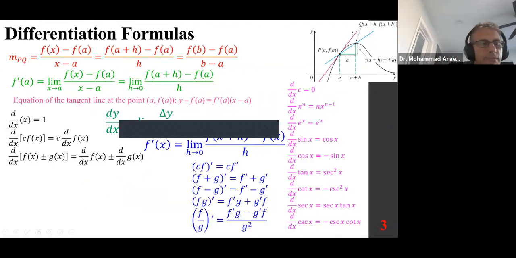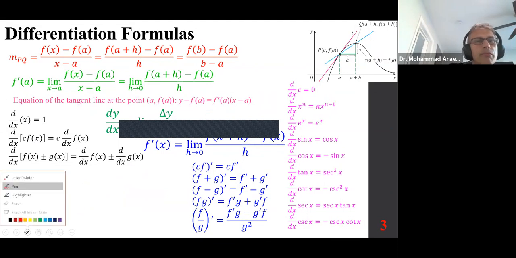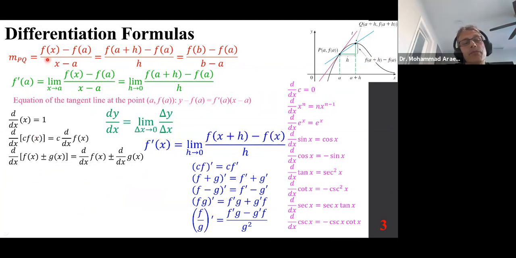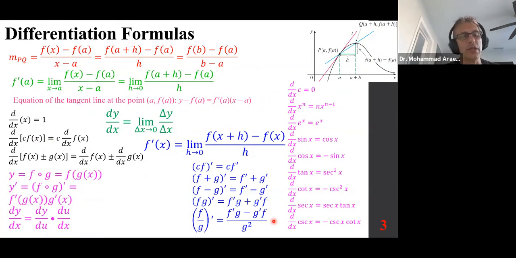So we have looked at the good old slope, and then that's a slope given 2 points, the slope of a secant line, the slope of a tangent line, definition of a differentiation, and some differentiation formulas, including the product rule and the quotient rule. And now we are adding the chain rule, okay?